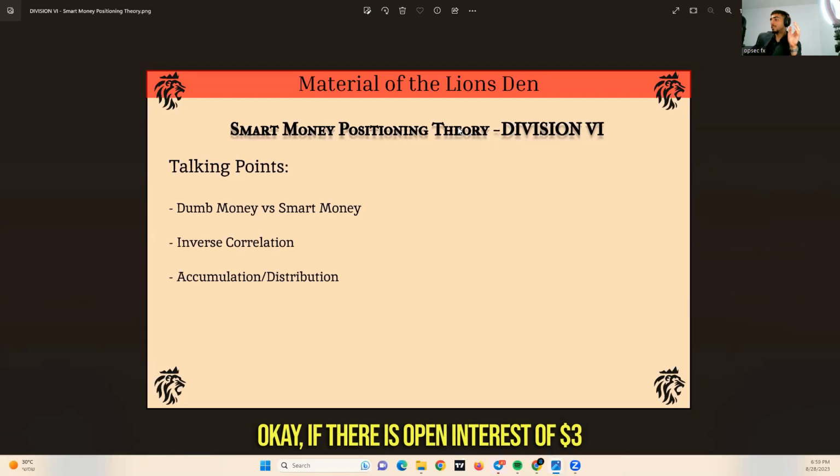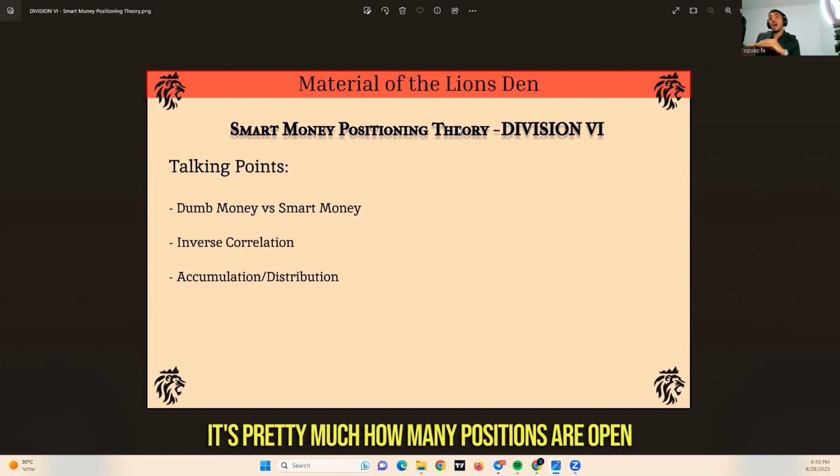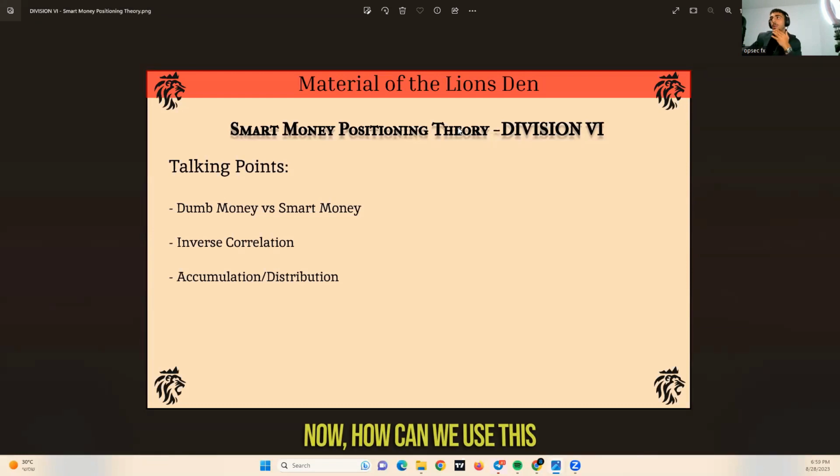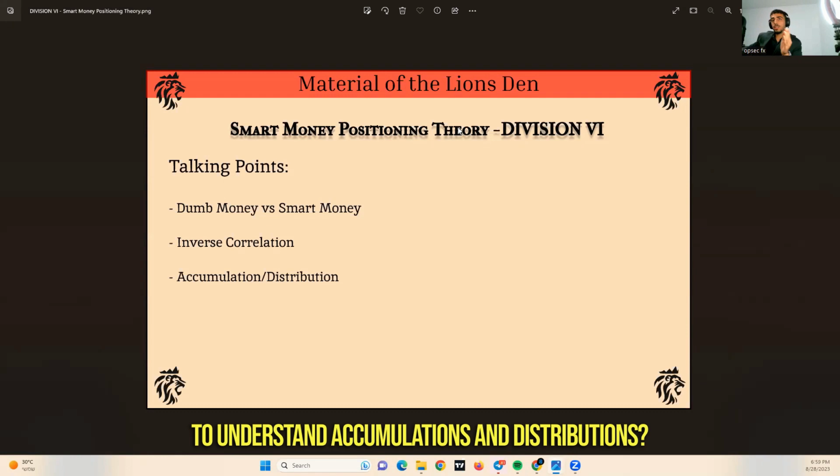If there is open interest of $3 million, well, if there's $3 million in longs, then there's open interest of $3 million. That is open interest. It's pretty much how many positions are open right now, unrealized. That is open interest. Now, how can we use this to understand accumulations and distributions?